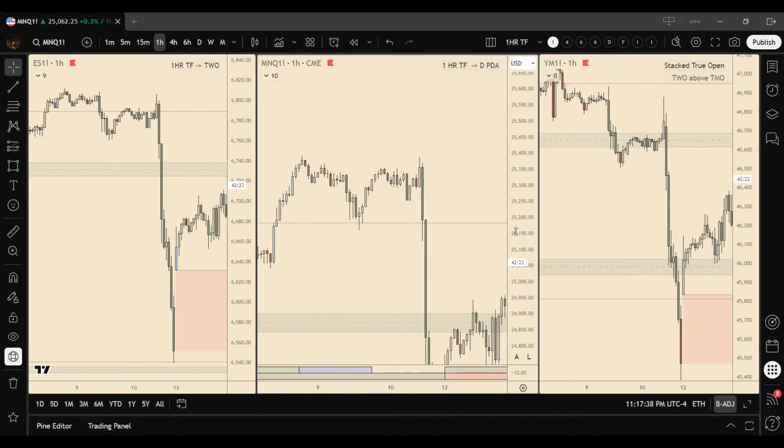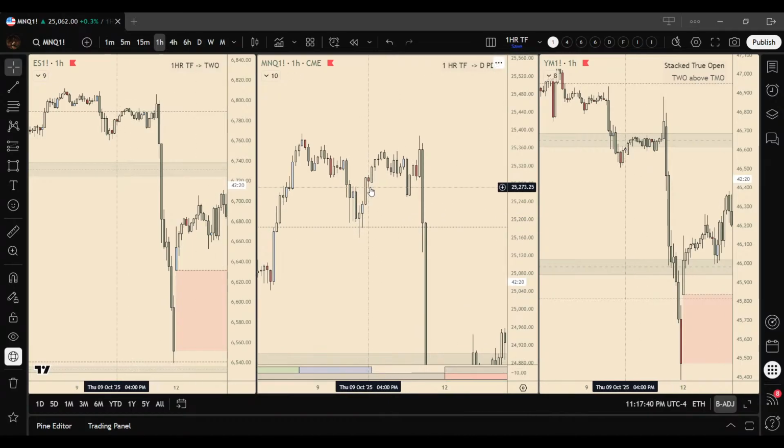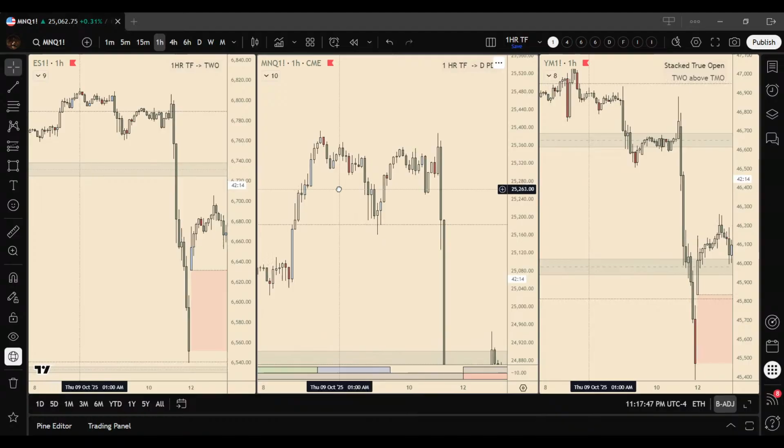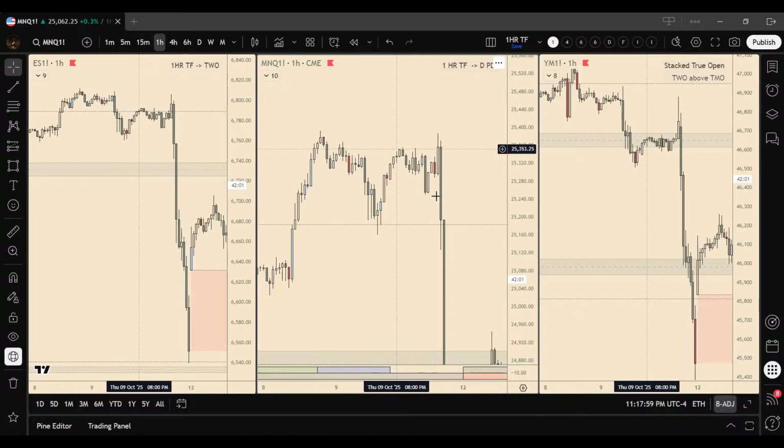I think wouldn't this one be a rotation switch? I think this one might be considered a rotation switch as well. Right here, another precision candle, price trades above it. Once again, this is an 8 o'clock one, price trades above it, barely, but it does. It drops, and then does its thing.